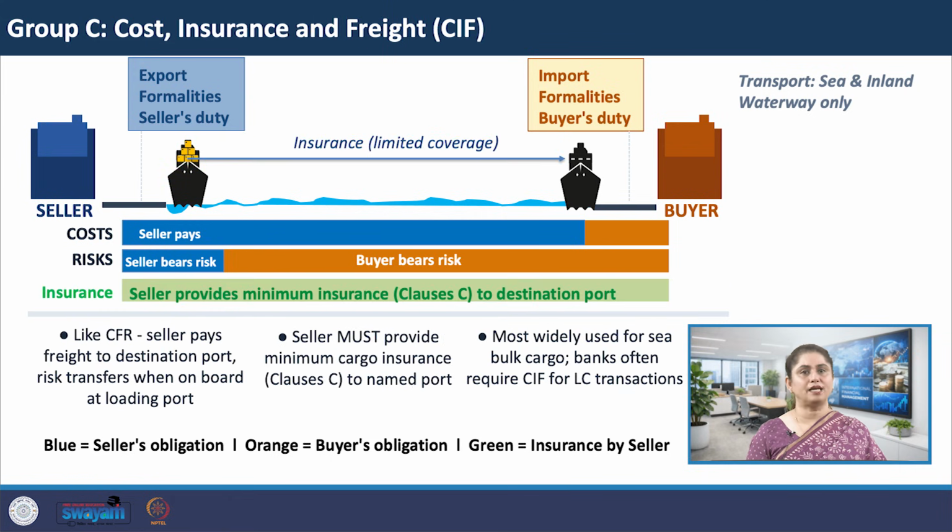Now CIF, it stands for cost, insurance and freight. The diagram is identical to CFR in structure but with the addition of the green insurance part, just as CIP added insurance to CPT. Costs are mostly blue, that is the seller pays freight to the destination port. The risk splits at the loading port when goods are on board. Insurance, here the seller provides the minimum insurance. The seller must provide minimum cargo insurance, specifically Institute Cargo Clause C, which covers a limited set of perils such as fire, explosion, vessel sinking.